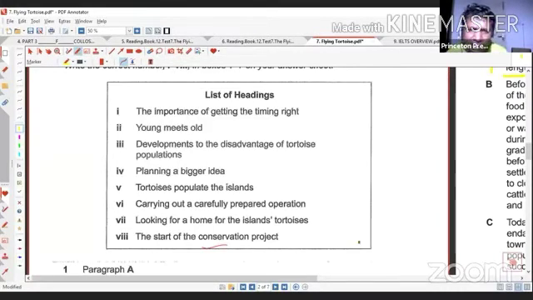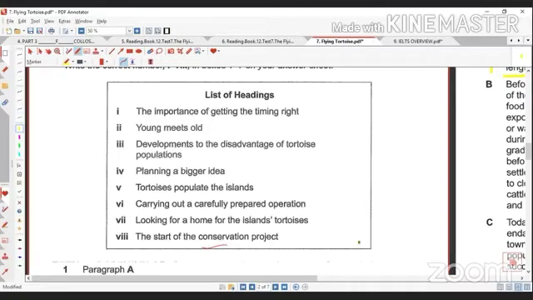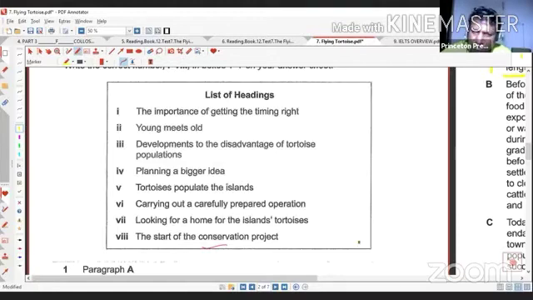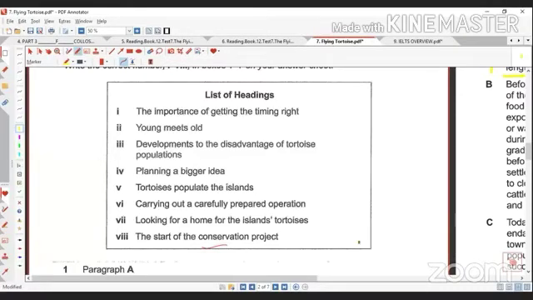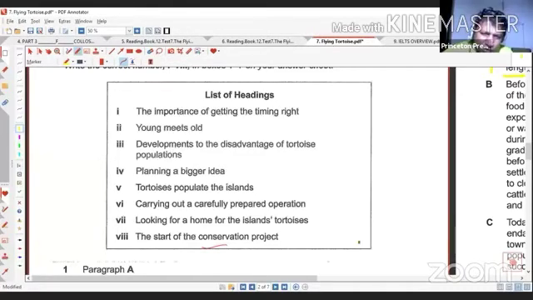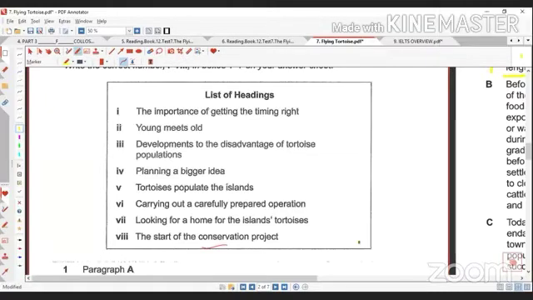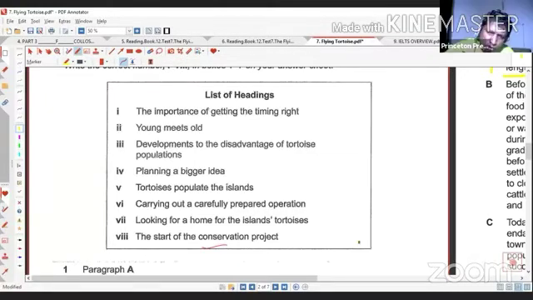The importance of getting the time right, is it? Anybody who can help me? No, sir. No. Developers to the disadvantage of? Is it? No. Planning a bigger idea? No. Tortoise populate the islands? Yes. Or carrying out a carefully prepared operation? No. Looking for a home for the islands tortoise? Are we looking for the home? No. Looking means someone is looking. They are not looking for themselves.